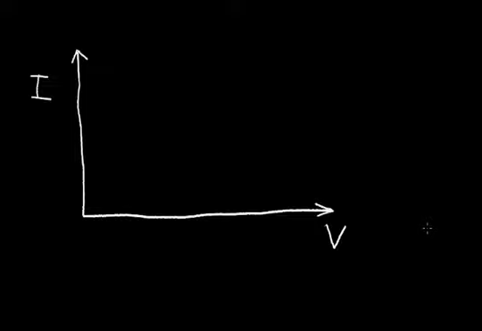In this video, I want to explain the operation of the MOSFET transistor in greater detail. To do this, I'm going to use an N-channel MOSFET as an example. The MOSFET has a current versus voltage curve that looks something like this. There's a flat region up here, and eventually the transistor will break down.